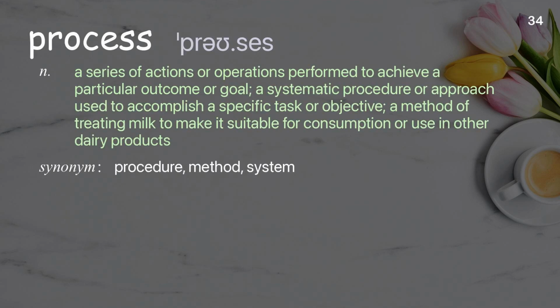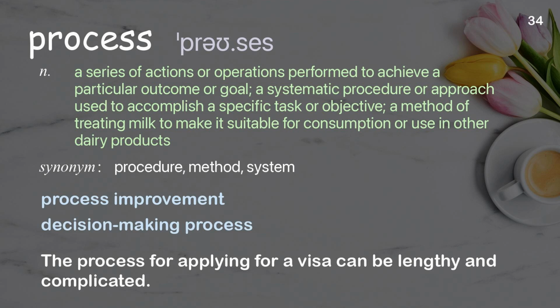Process. A series of actions or operations performed to achieve a particular outcome or goal. A systematic procedure or approach used to accomplish a specific task or objective. A method of treating milk to make it suitable for consumption or use in other dairy products. Examples: Process improvement, decision-making process. The process for applying for a visa can be lengthy and complicated.